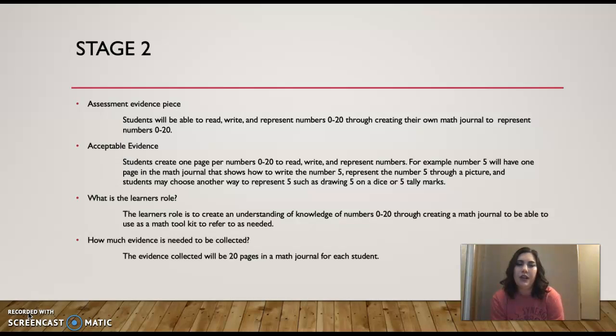The learner's role is to create an understanding of knowledge of numbers 0 through 20 through creating a math journal to be able to use as a math toolkit to refer to as needed. How much evidence is needed to be collected? So I put overall the evidence collected will be 20 pages in a math journal for each student. So for the overall assessment, the kiddos are making a math journal 0 through 20, and on each page they're going to have say number 0, kind of creating their own anchor charts for them to refer back to.